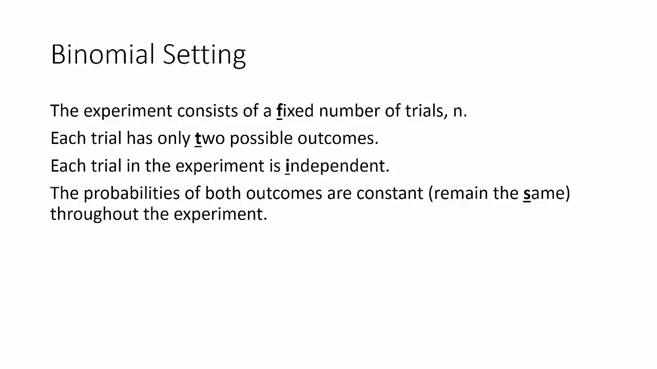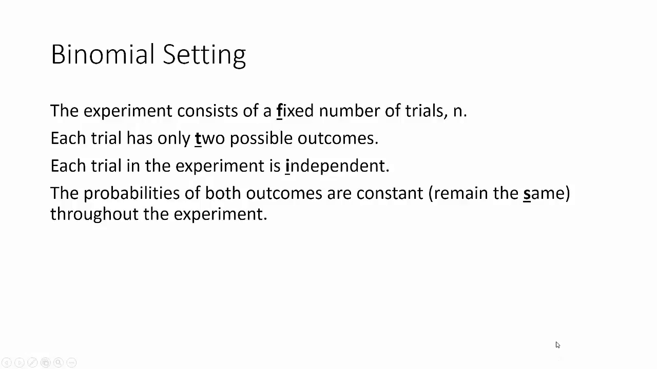Each trial in the experiment does need to be independent. That is, if I observe one outcome in a given trial, it's not going to change the likelihood of the outcome in the next trial. And that's reflected in the next condition. The probabilities of both outcomes, success and failure, are constant throughout the experiment. That is, they remain the same.